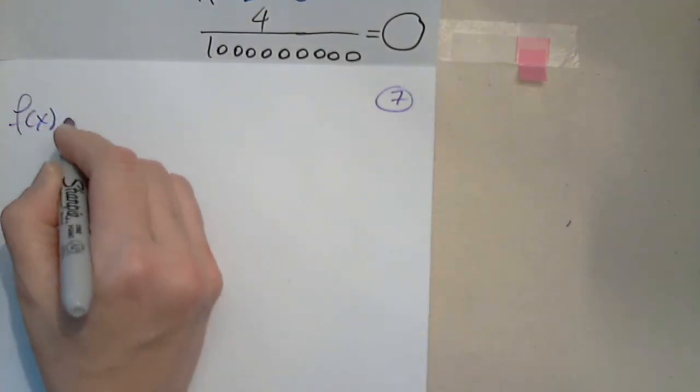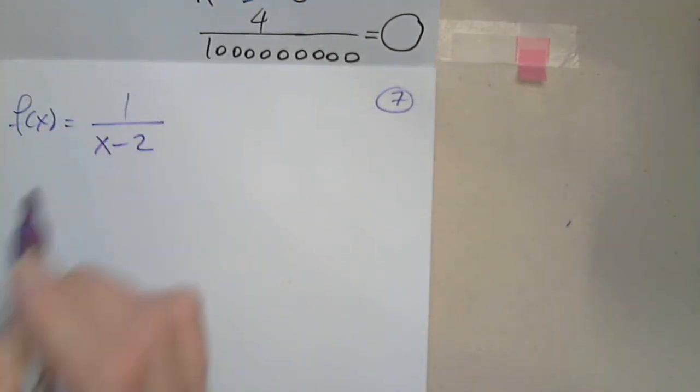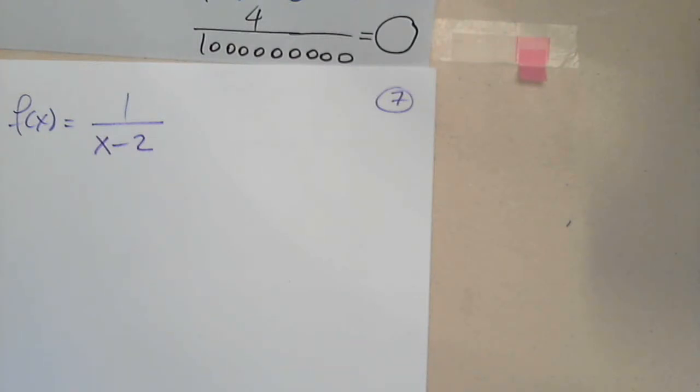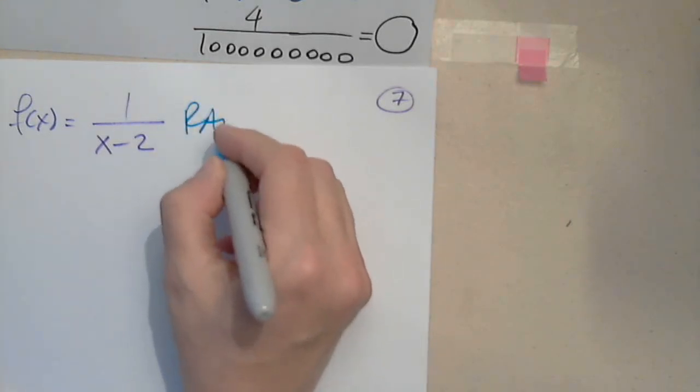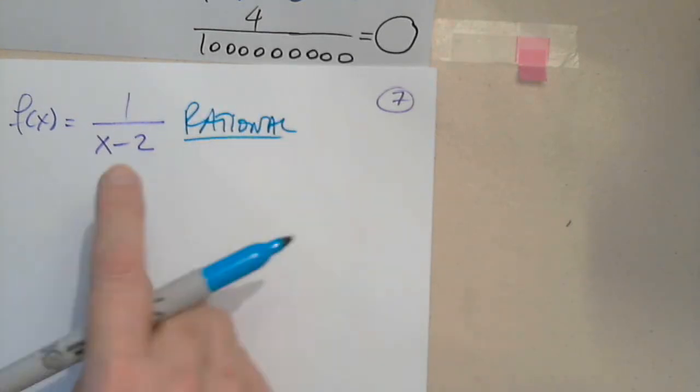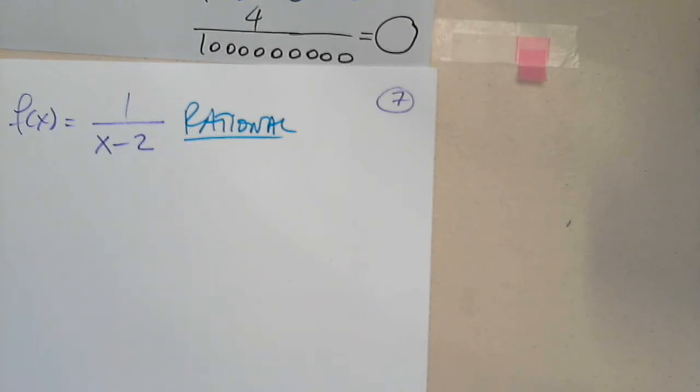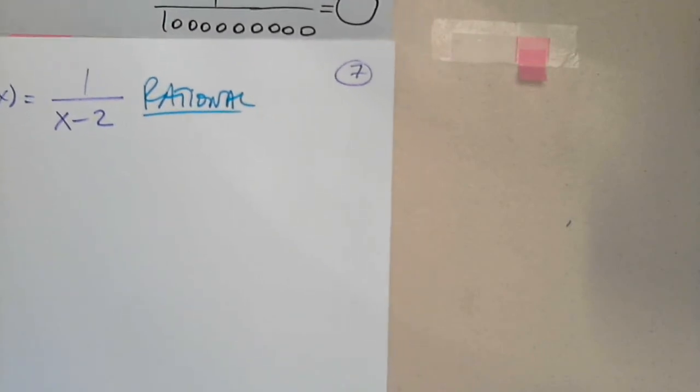Okay, so let's look at this function. What type of function is it? And what type of that function is it? It is a rational function. It has x in the denominator. Remember what we did on the first day of classes? We looked at the rational functions, right? Rational equations.